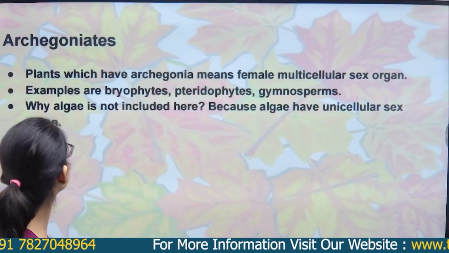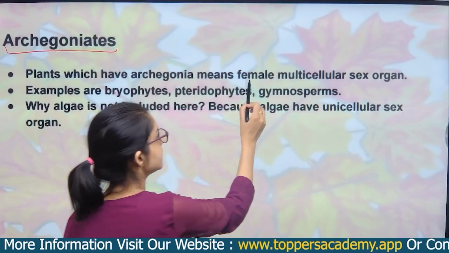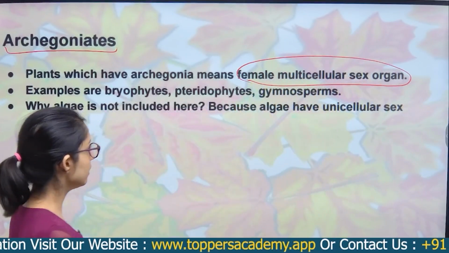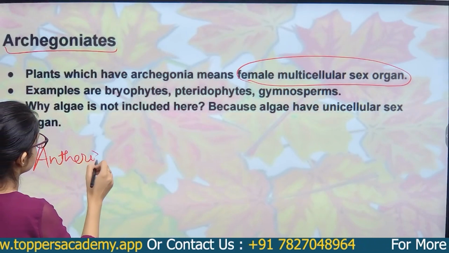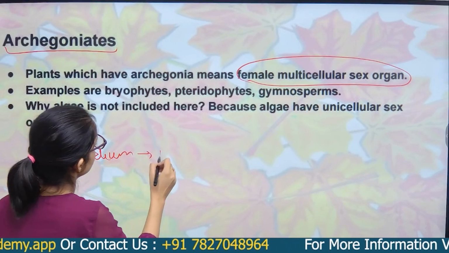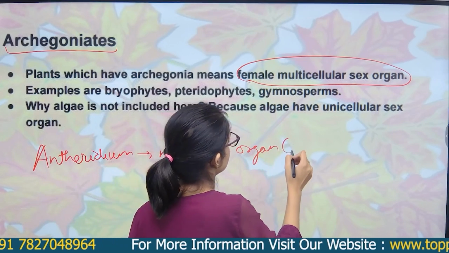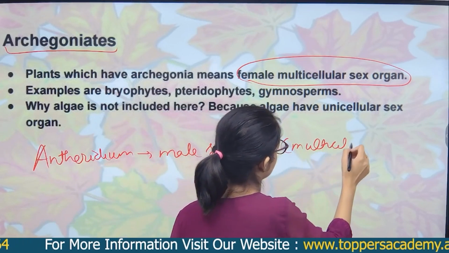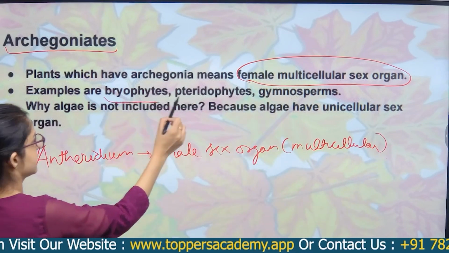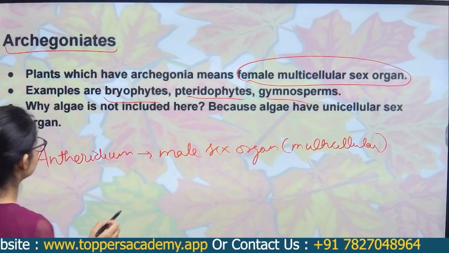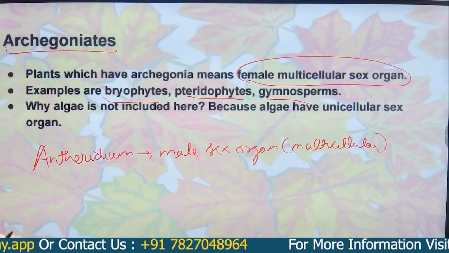The next term is archegoniate. Archegoniate means having a female multicellular sex organ. If the term comes, antheridium is the male multicellular sex organ. Examples are bryophytes, pteridophytes, gymnosperms. These have the archegonia, that is the female multicellular sex organ.